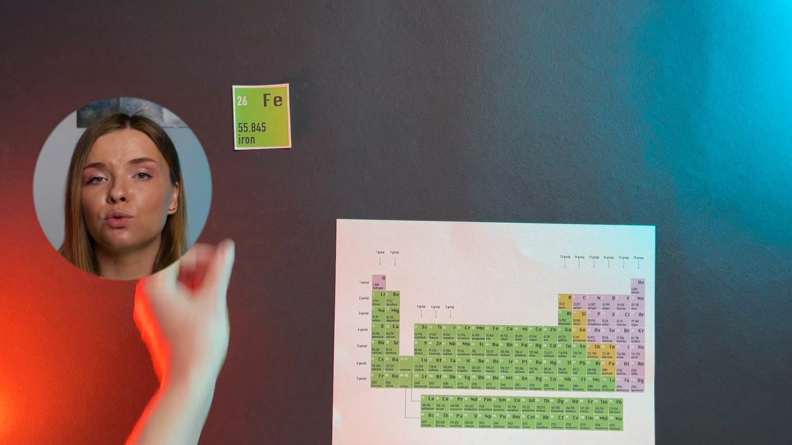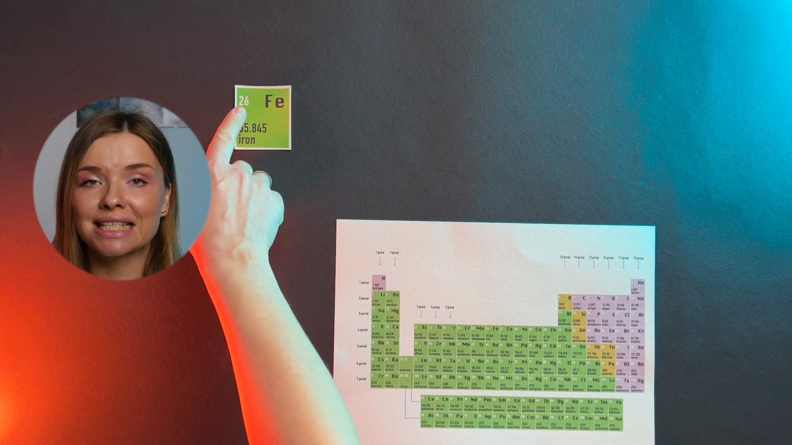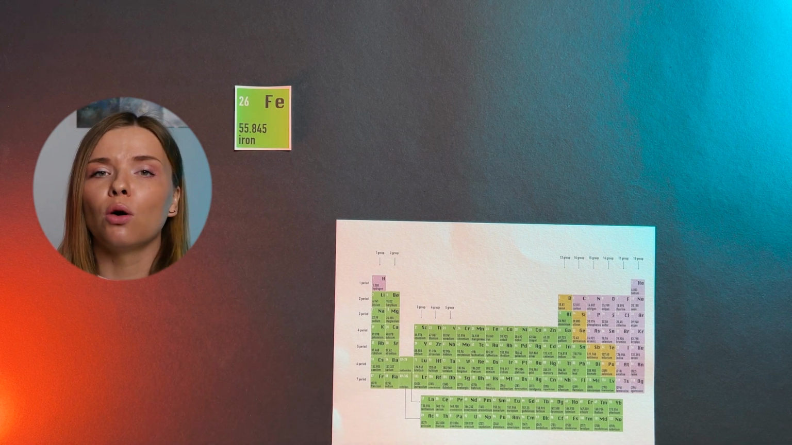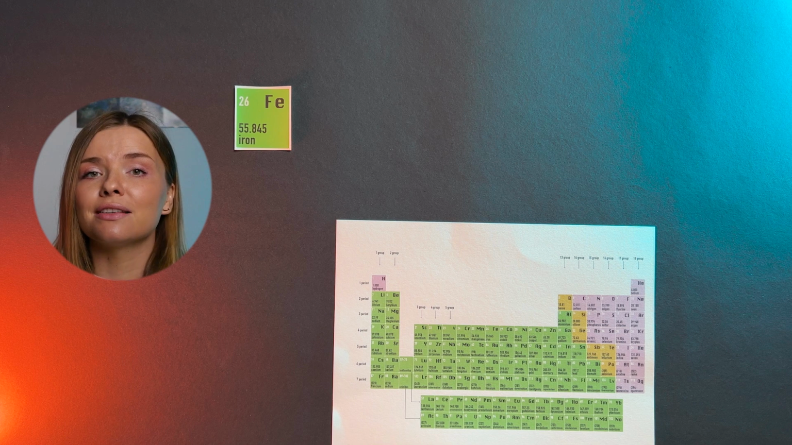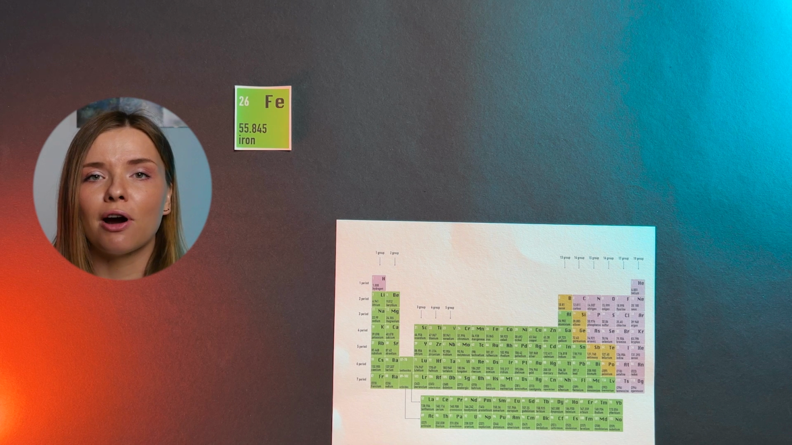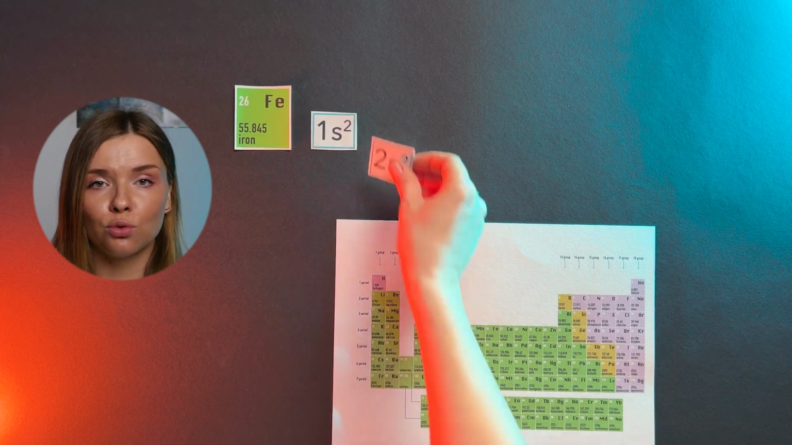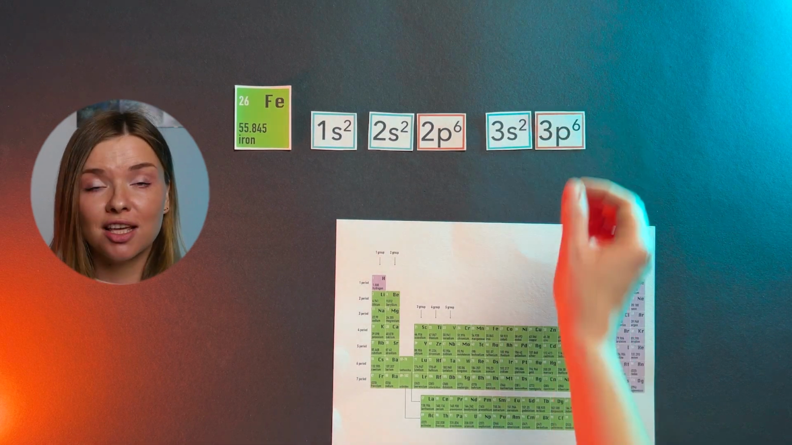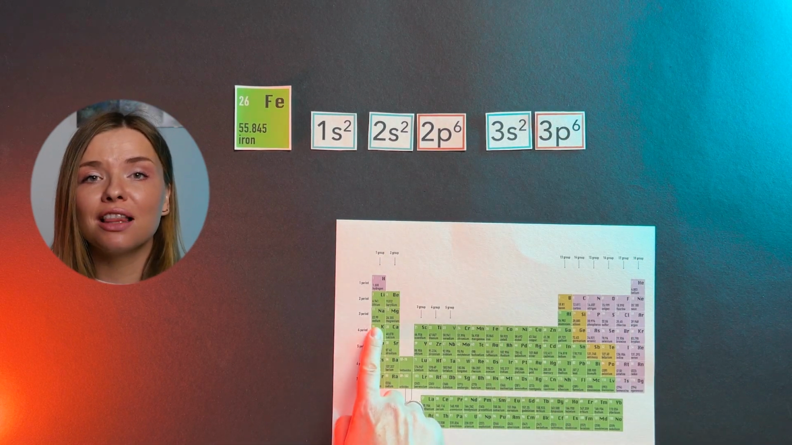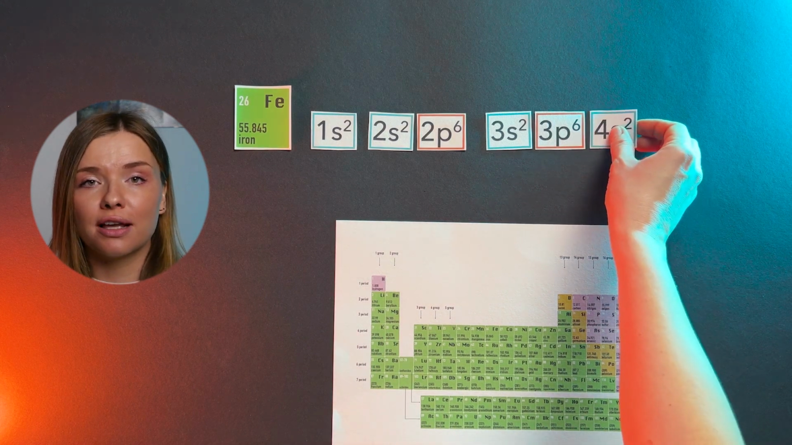Now let's move on to the d elements and start with iron, which has 26 electrons. I won't dwell on the electrons of the first 3 layers. It's the same concept as in the previous example. The first 18 electrons of iron have the following configuration: 1s2, 2s2, 2p6, 3s2, 3p6. Then we move on to the element of the fourth period and write 4s2.